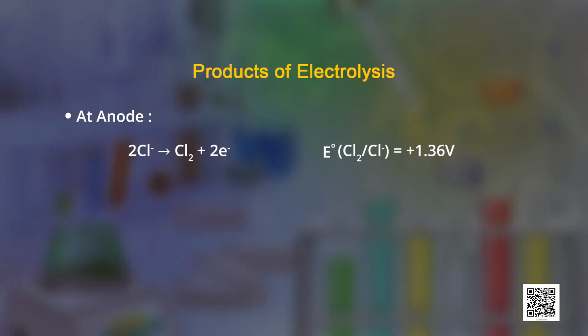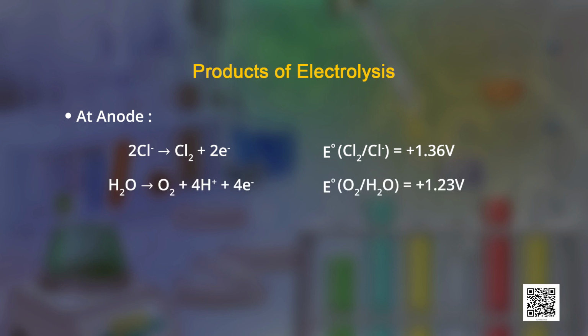Similarly, at the anode, there is a possibility of 2 oxidation reactions. The chloride ions undergo oxidation by losing electrons, and the reduction potential is measured as 1.36 volt, while for water it is measured as 1.23 volt. Since water has the lower electrode potential, oxygen was supposed to be released at the anode, but due to the overpotential concept, chlorine gas is evolved at the anode while hydroxyl ions remain in the solution.